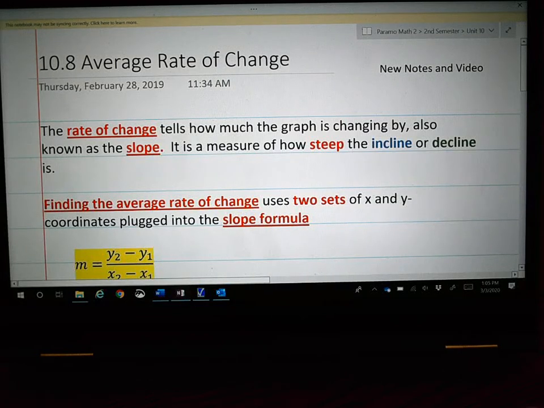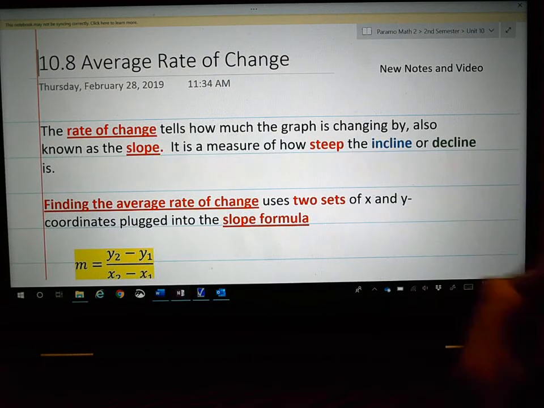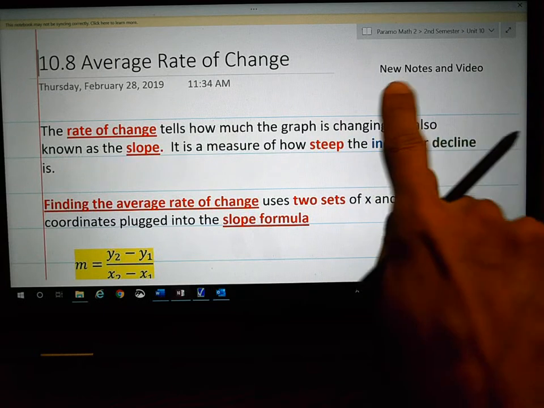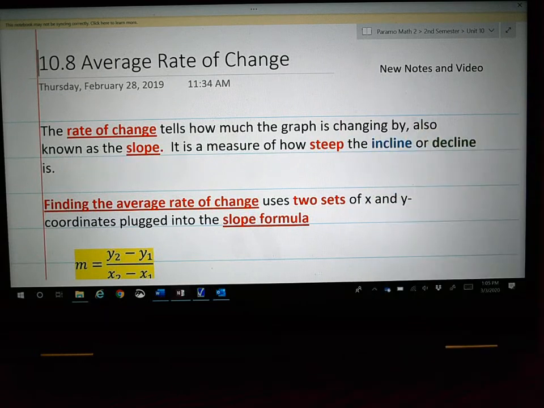So in 2020, we revised some of the worksheets, which is a whole reason why I have to do a new set of notes and a new video. 10.8 is on the average rate of change.